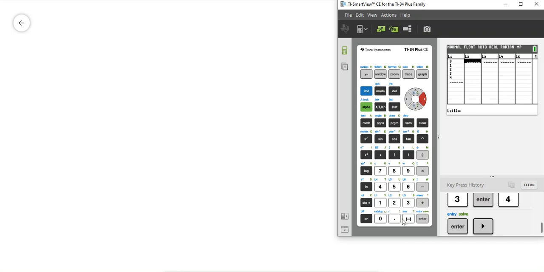Point 0.063, enter, and 0.250, 0.375, 0.250, and it looks like that distribution is symmetric, so 0.063, enter.